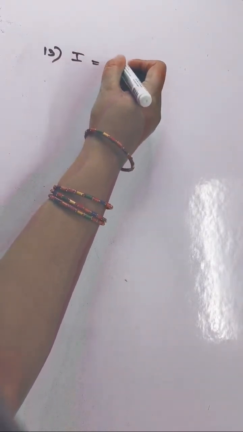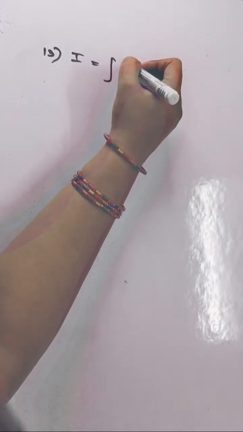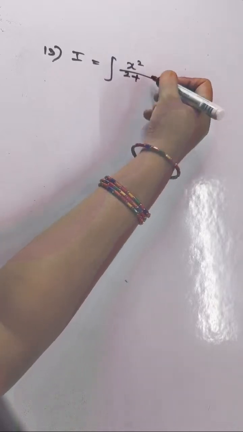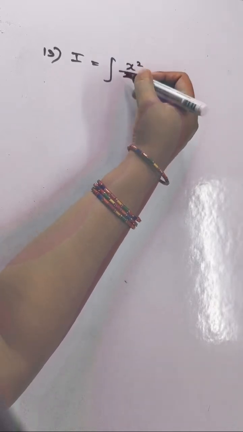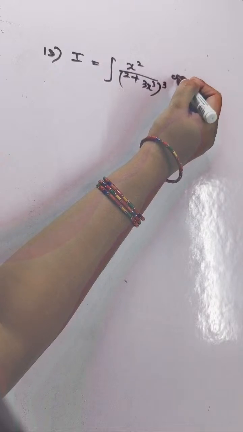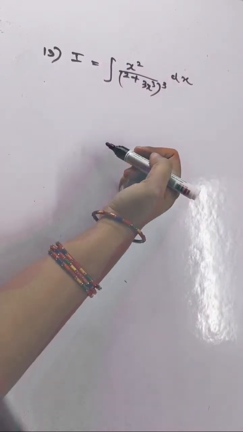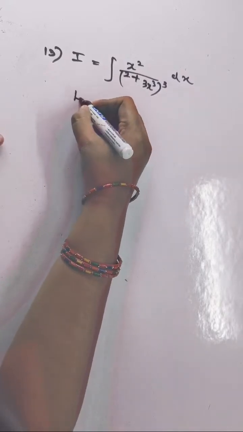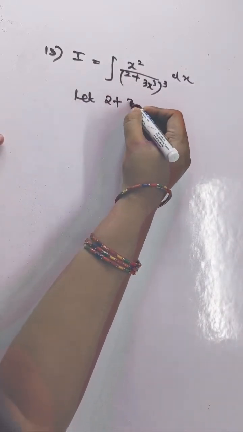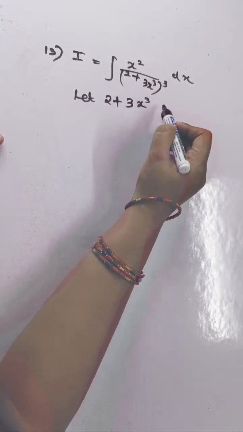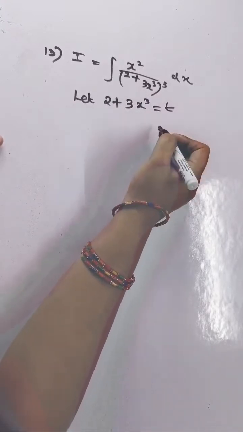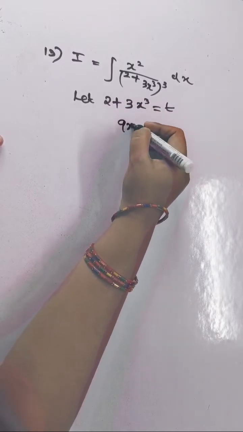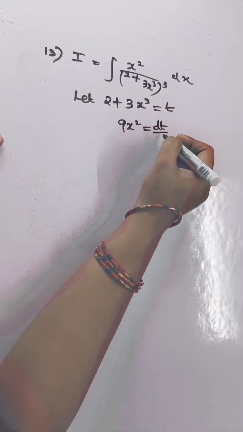I equals integral x squared by (2 plus 3x cubed) the whole power 3 dx. Same thing. Take the denominator as t. Let 2 plus 3x cubed equal t. Differentiate both sides. So this will become 0, this will become 9x squared, equal to dt by dx.